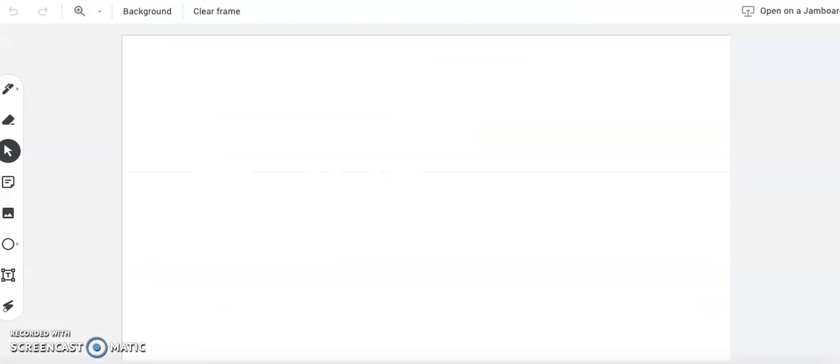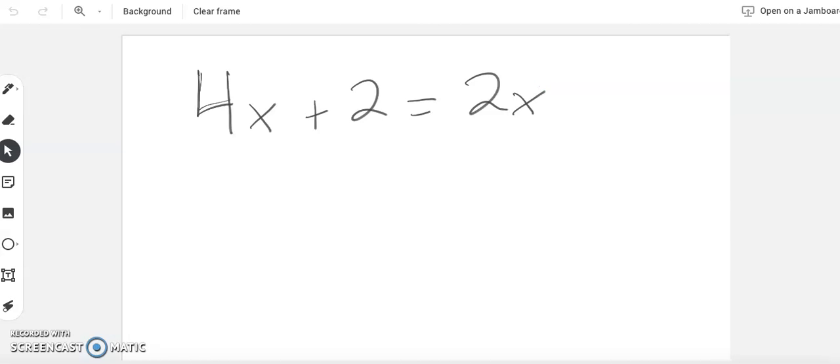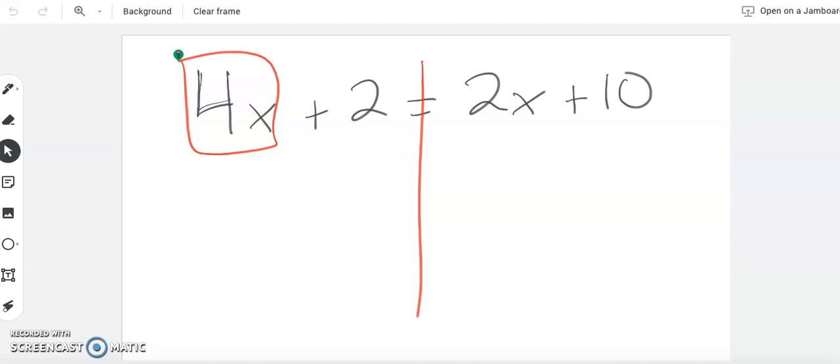So let's say first we have 4x plus 2 equals 2x plus 10. All right, so we don't change our first two steps, so we're still going to draw a line and box our variables. Now, once I do that, I'm going to see which box is smaller. On the left, I have 4x's. On the right, I have 2x's. Well, I know I'd rather have $4 than $2. So I'm going to move the right 2x over to the left side.